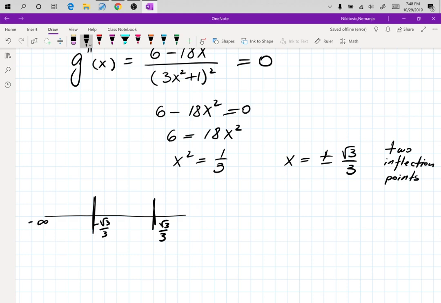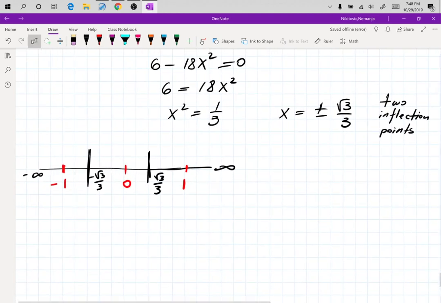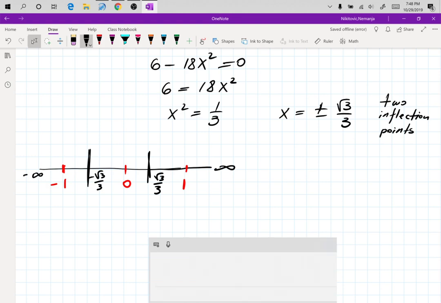My domain goes from negative infinity to positive infinity. I have 3 partitions. Cheap numbers are negative 1, 0, and positive 1. And now we have to compute the second derivative at each one of these.